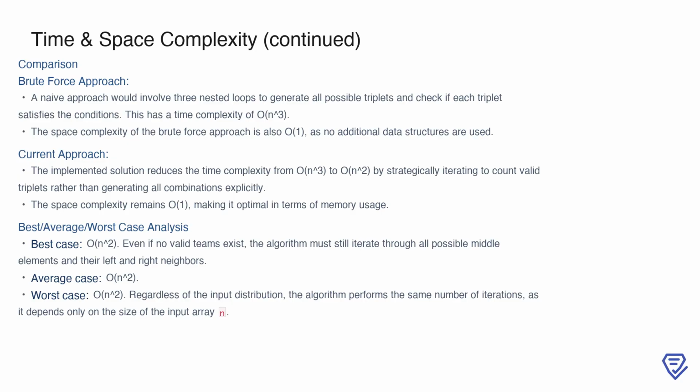Furthermore, analyzing the best, average, and worst cases, we find that the time complexity is consistently n squared, regardless of the input. This is because the algorithm always performs the same number of iterations, as it is solely dependent on the size of the input array rather than its content.